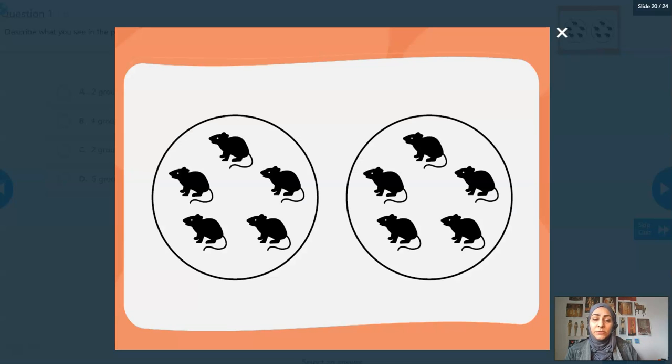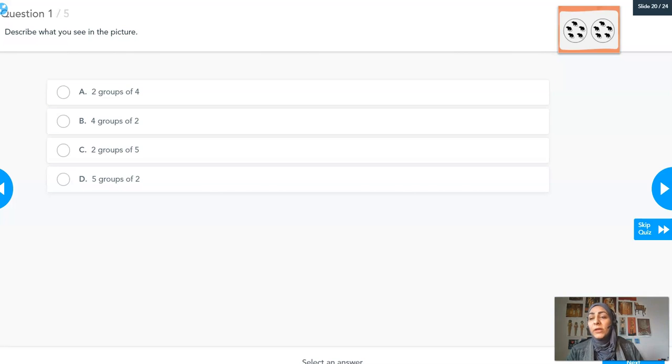This circle means what? Do you know what it means? And how many are inside there? Great, I got the picture. Let's read. Describe what you see in the picture. Do you see 2 groups of 4 or 4 groups of 2? Or 2 groups of 5 or 5 groups of 2? What do you see in the picture? 2 groups of 4, 4 groups of 2, or 2 groups of 5, or 5 groups of 2?